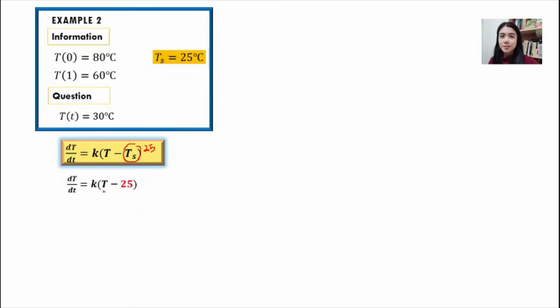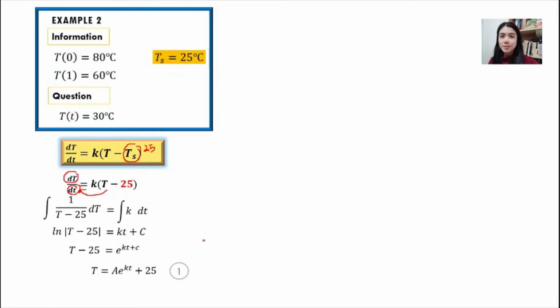Now bring this T minus 25 to the left hand side. You will have 1 over T minus 25 together with the dT. For the right hand side, you will have k together with this dt. Integrate both sides. For the left hand side, if you integrate, you have ln. For the right hand side, you have kt plus c. Exponentiate both sides and then simplify it. Then you will have your equation number 1. And same thing here, it means that you have two parameters that you have to figure out the value of. That is the parameter a together with the parameter k.